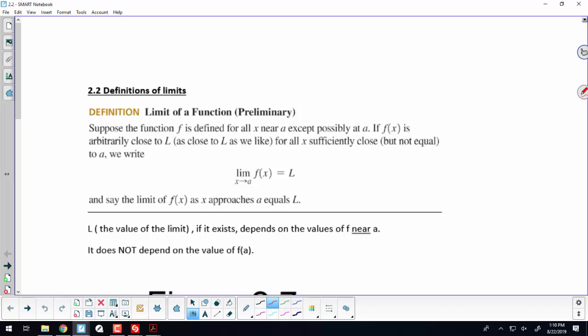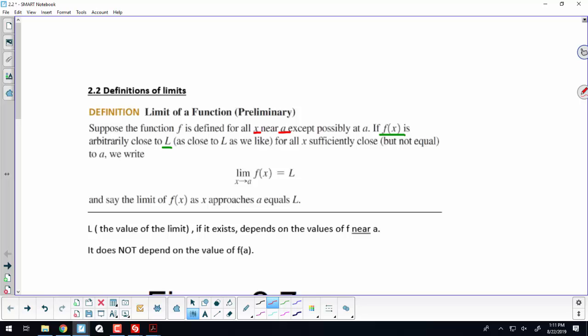So the initial definition of a limit is we're going to say that we've got some function that's defined at all x near a, and a is just another x value. So we have a function that's defined everywhere except possibly at one or two or three different points. And f of x is arbitrarily close to L. So what we have to take from that is this L here is a function value. L is a y value. A is an x value.